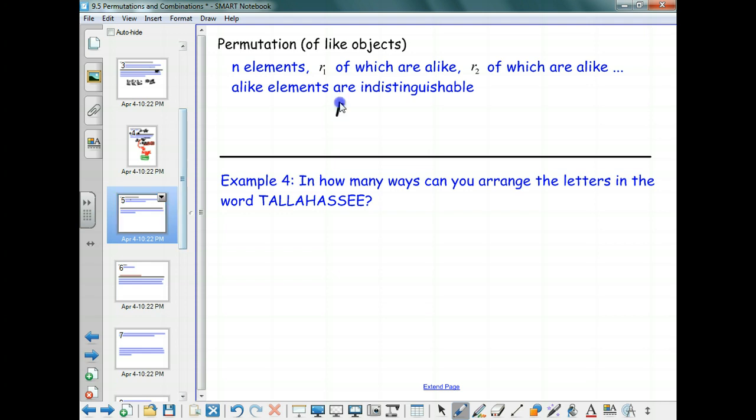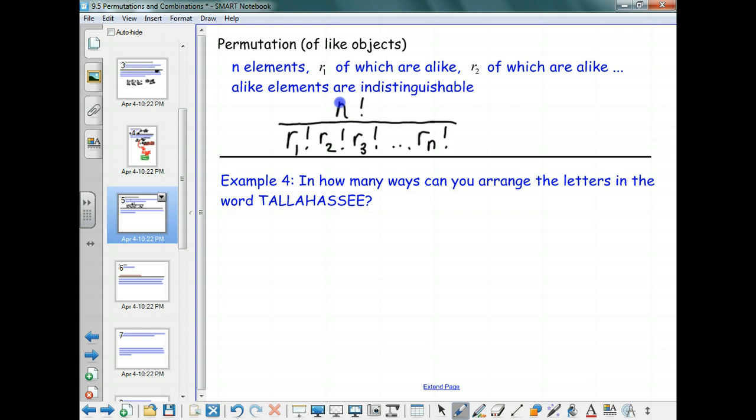The way that we do this kind of permutation is it's n factorial on top, just like the other one. But instead of dividing by n minus r factorial, we divide by r1 factorial, r2 factorial, r3 factorial, all the way to however many different indistinguishable objects we have.